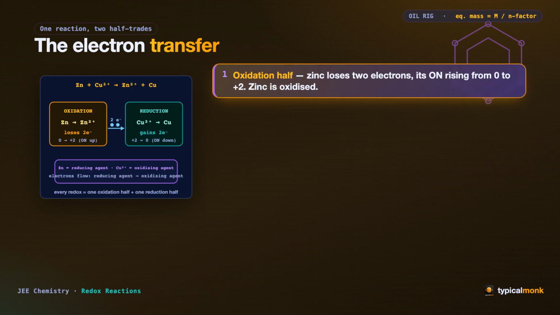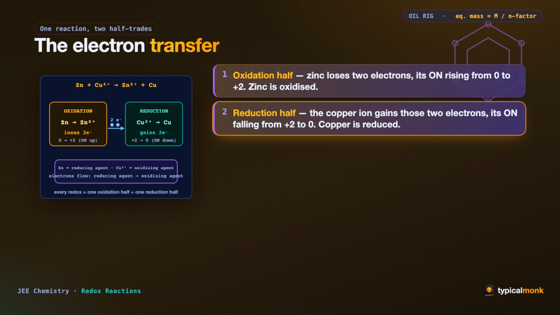Now watch a real reaction. Zinc dropped into a copper ion solution. Zinc plus the copper ion gives the zinc ion plus copper. Look at the two half trades. The oxidation half, zinc loses 2 electrons, and its oxidation number rises from 0 to +2. Zinc is oxidized. The reduction half, the copper ion, gains exactly those 2 electrons, and its oxidation number falls from +2 down to 0. Copper is reduced.